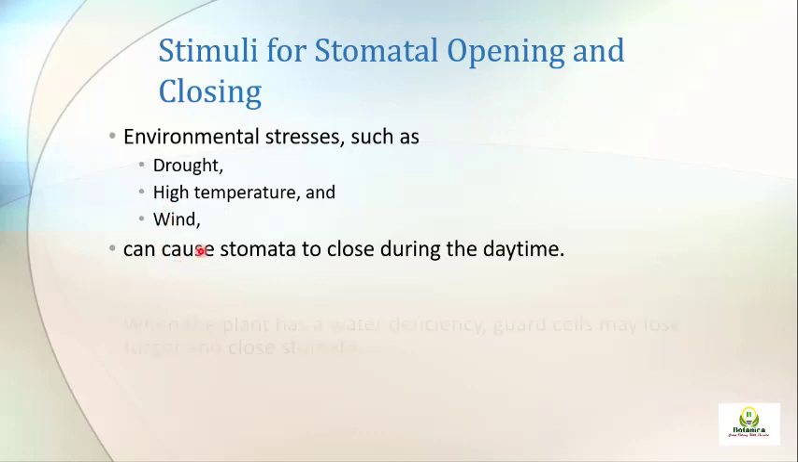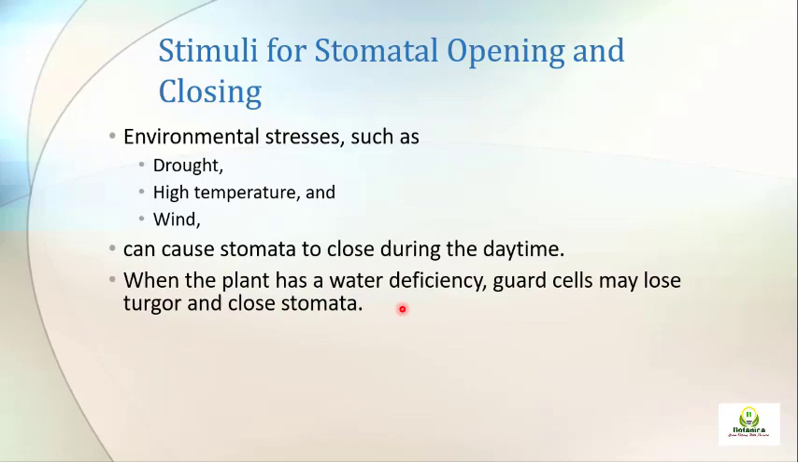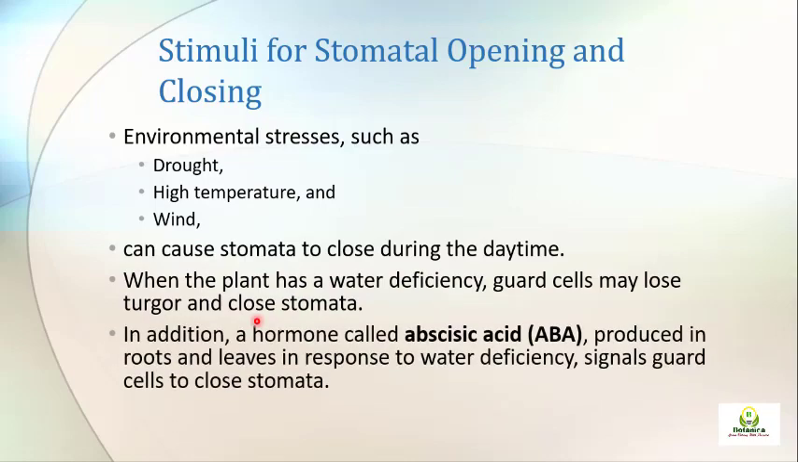The stomata will be closed. When the plant has water deficiency, guard cells may lose turgor and close the stomata. In addition, a hormone is also responsible, which is abscisic acid, which is produced in the roots and leaves in response to water deficiency and signals guard cells to close the stomata. So it is not the case that whenever there is light, the stomata will be open and gas exchange will occur. It depends upon the environmental conditions.